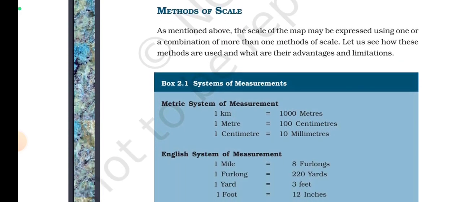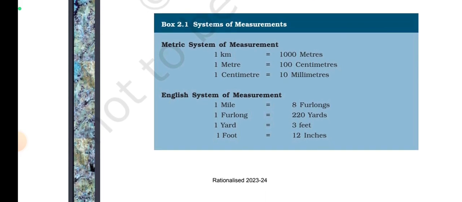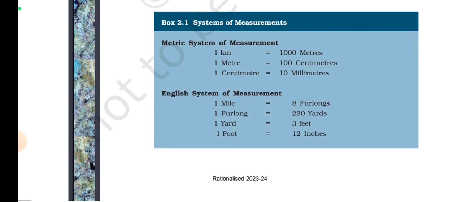Then methods of scale. As mentioned above, the scale of a map may be expressed using one or a combination of more than one method of scale. Let us see how these methods are used and what their advantages and limitations are. Here you can see the conversion table. For the metric system of measurement: 1 kilometer is equal to 1000 meters, 1 meter is equal to 100 centimeters, 1 centimeter is equal to 10 millimeters.